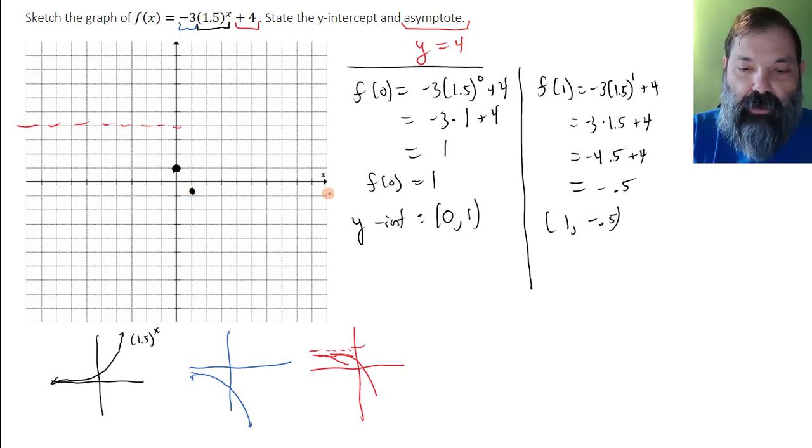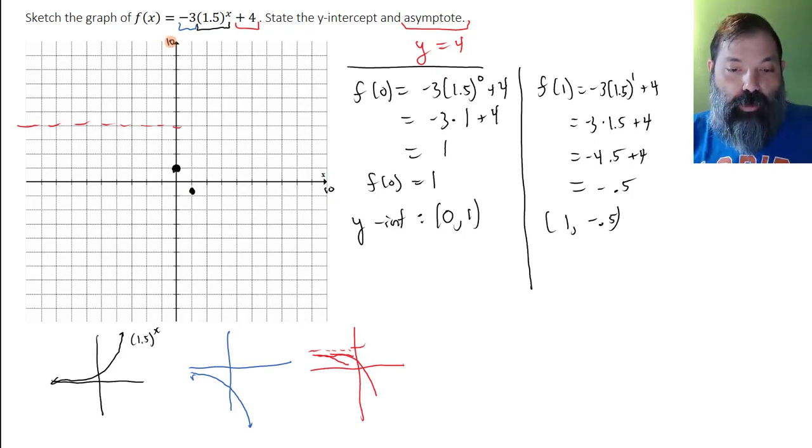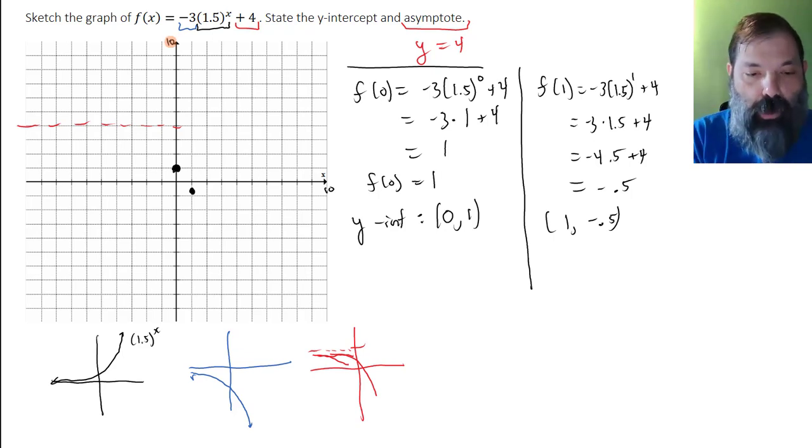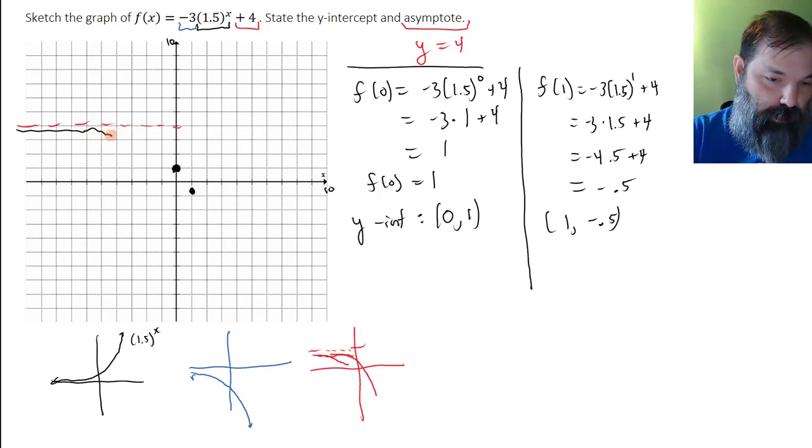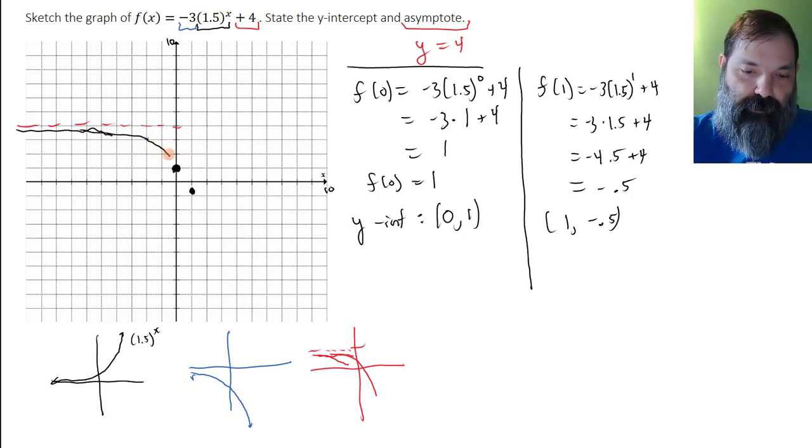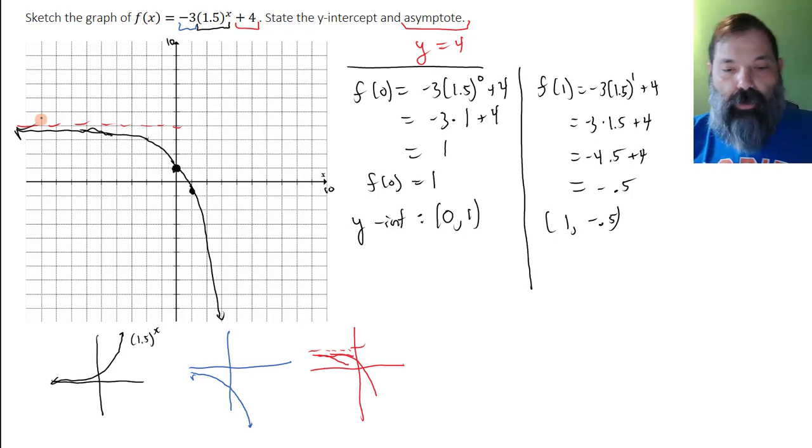I'm just using a scale of 1s on each axis. And so now I know the basic shape, and I've got a couple of good guide points. So I'll go ahead and draw in the rest of the curve. It's tough for me to draw this on my tablet, but it does something like this. But we have those 2 good guide points along with the asymptote.